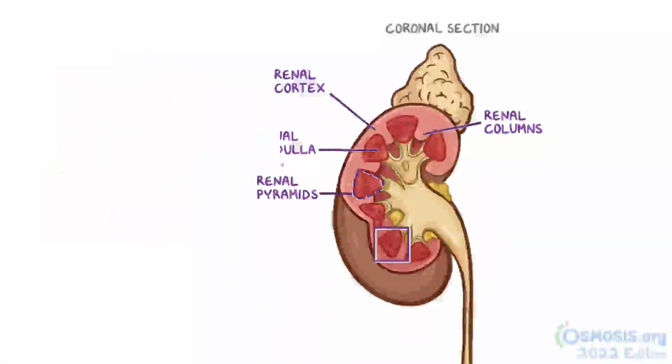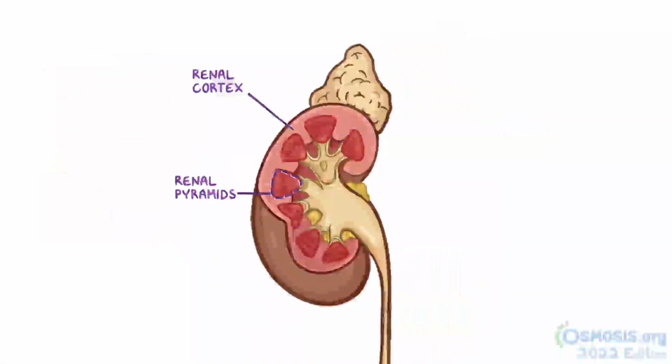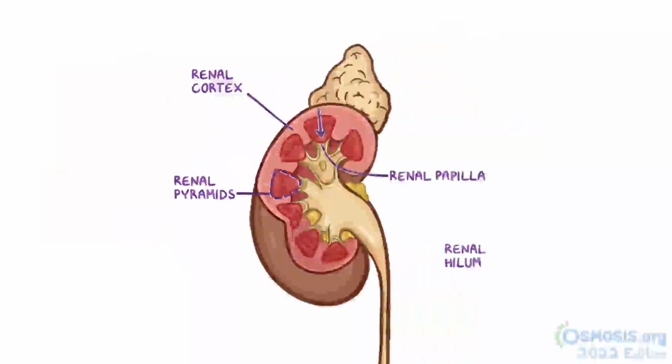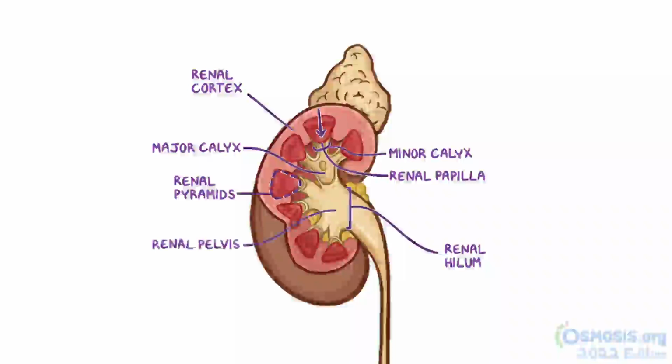The base of each renal pyramid is directed towards the cortex, and the apex, called the renal papilla, is directed towards the renal hilum. The renal papilla is where urine is excreted into a funnel-shaped structure called a minor calyx. Many minor calyces combine to form 2 or 3 major calyces, which in turn unite to form the renal pelvis, which is the expansion of the superior end of the ureter. The apex of the renal pelvis is continuous with the ureter.